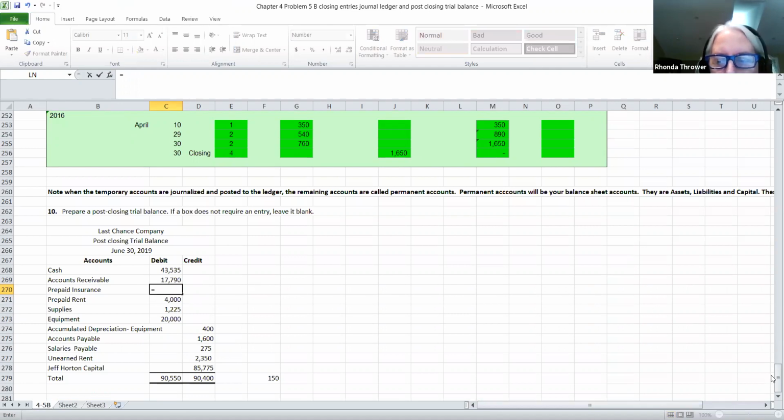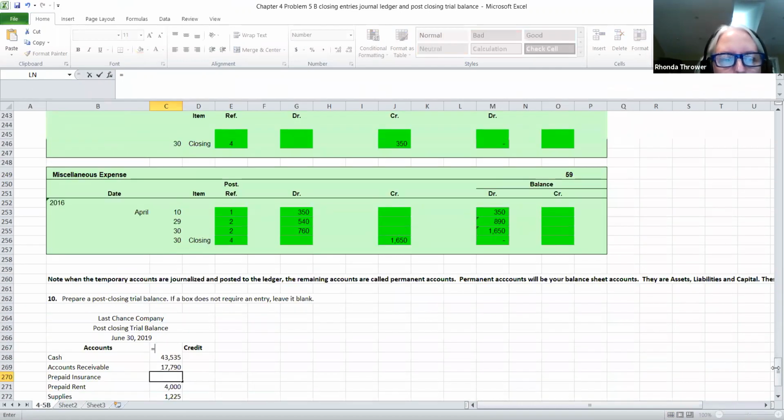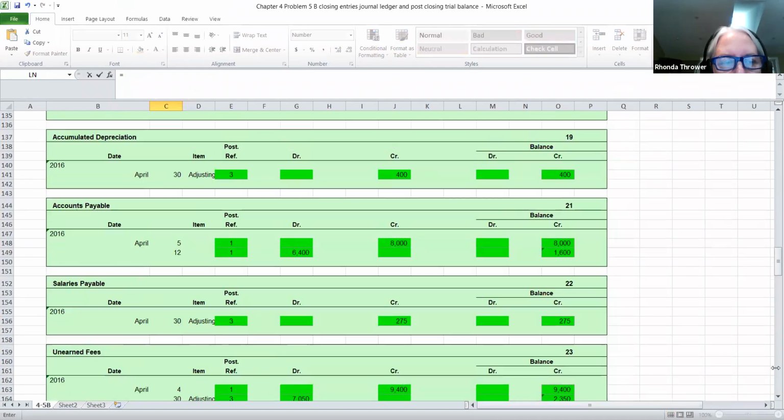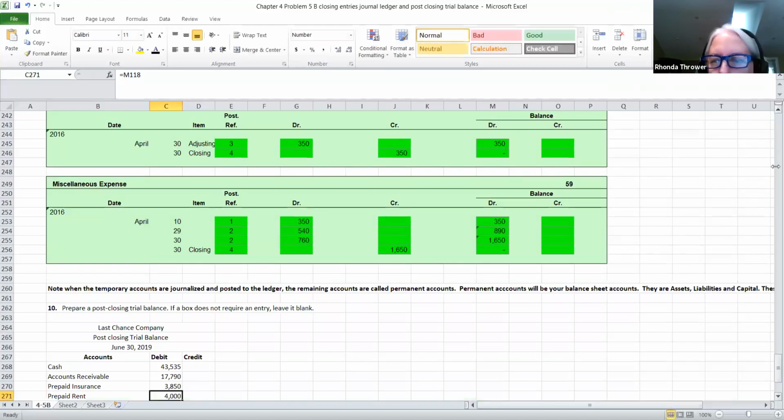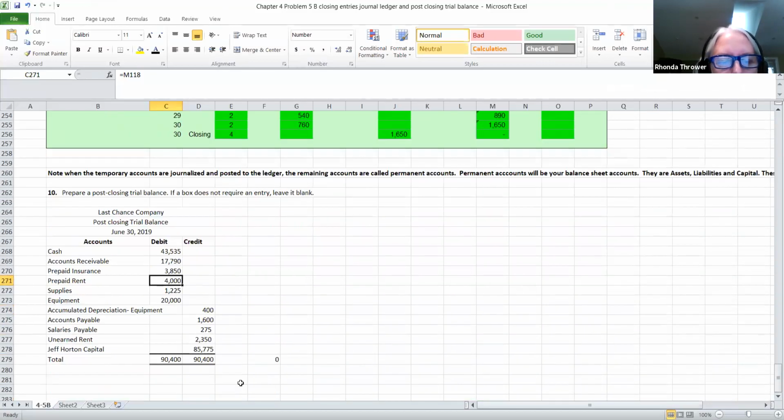So I'm going to go to my prepaid insurance account. And I'm going to pick up $38.50. So what I did wrong, class, was I picked up the prepaid rent twice. And prepaid insurance obviously was $38.50. And that should have gone there. And it is balanced out now.